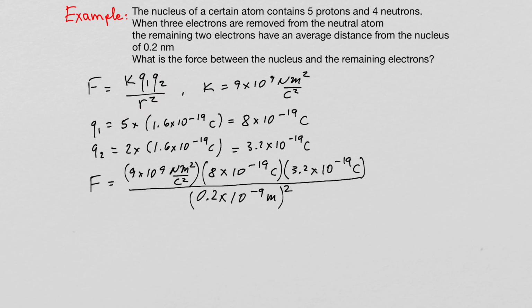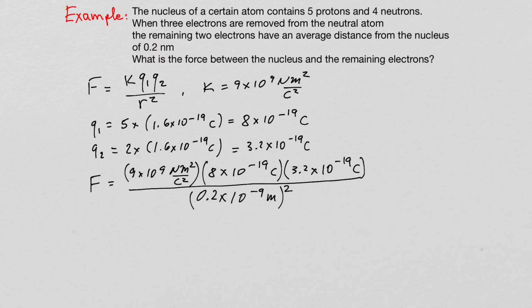And so here we get 9 times 10 to the 9th newtons meters squared per coulomb squared times 8 times 10 to the negative 19 coulombs times 3.2 times 10 to the negative 19 coulombs. And then we divide this by the distance between the electrons and the protons. The distance between the electrons and the protons is 0.2 nanometers.